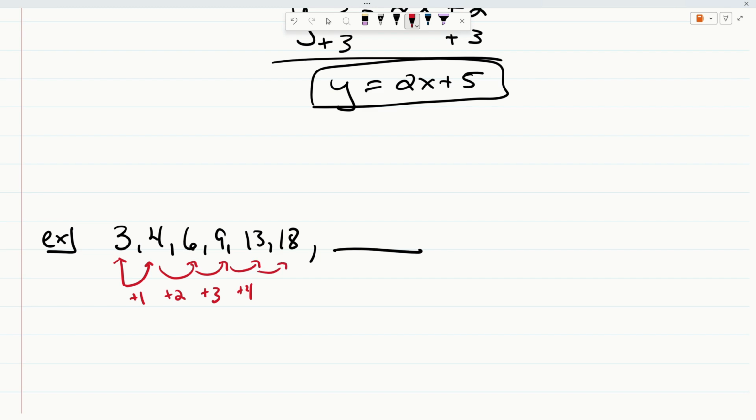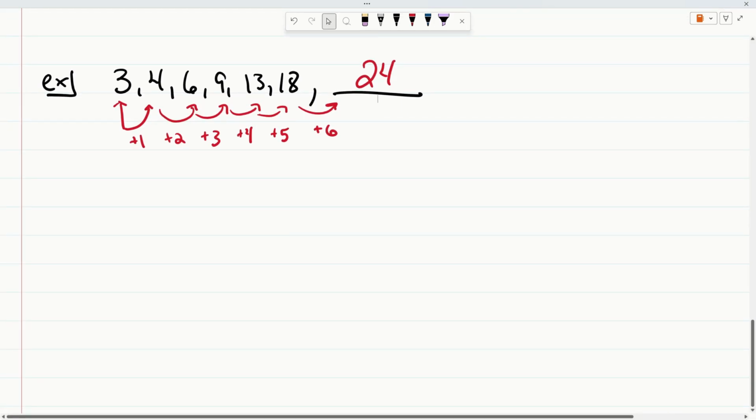So 13 to 18 would be plus 5. Therefore, the next number has to be plus 6. And 18 plus 6 is going to be 24. So sometimes the pattern will be kind of hidden. Other times the pattern is real simple to see.